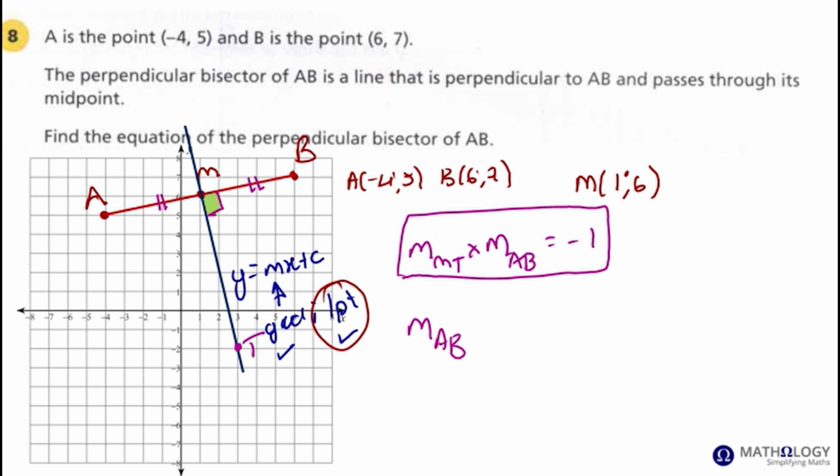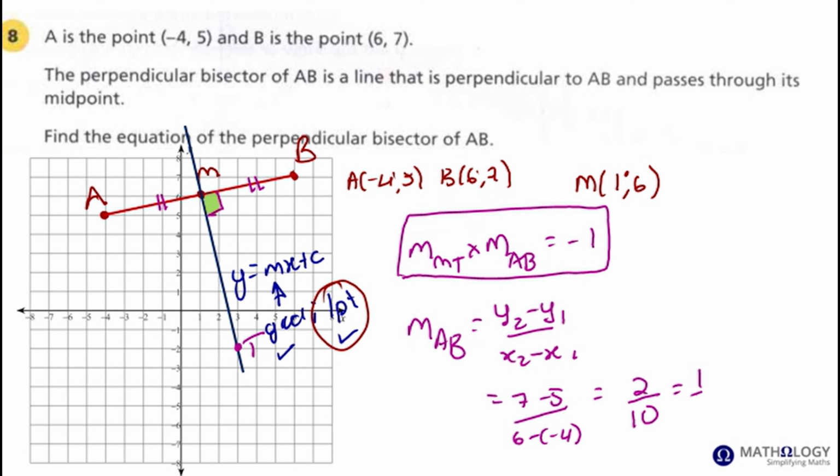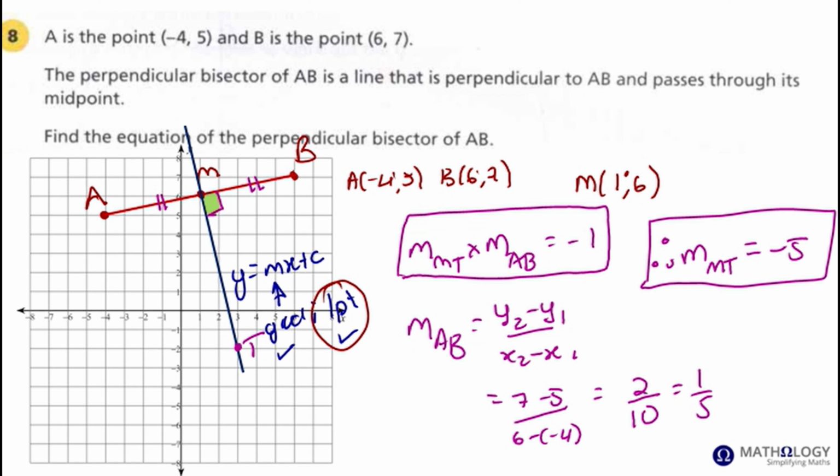So the gradient of AB is (y2 minus y1) over (x2 minus x1), which is 7 minus 5 over 6 minus -4. That's going to be 2 over 10, which is a fifth. So therefore, the gradient of MT, MT being perpendicular to AB, will be the negative reciprocal of a fifth. So the gradient of MT will be -5. And now that we have a point that lies on MT, we have the gradient of MT, we can now determine the equation of MT.